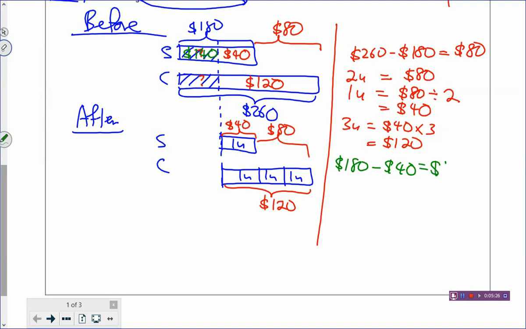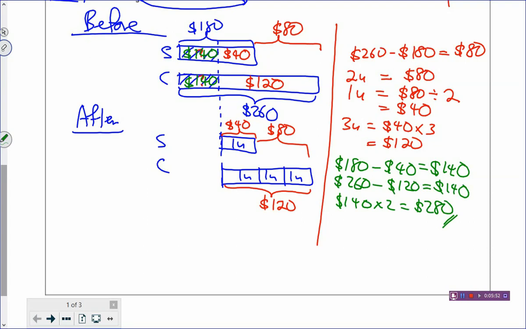So Sarah spent $140. Then how about Claire? Now, Claire, you take 260 and you minus 120, you also get $140. So you can see that both of them spend equal amounts. So how much did they spend altogether? So you take 140 and then you times 2. And you will get $280. So both of them spend $280 altogether.